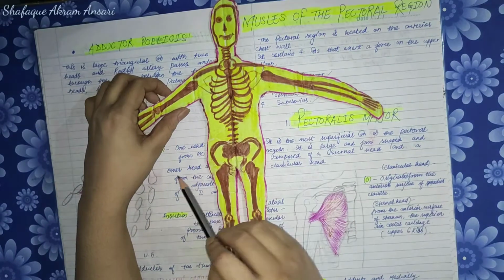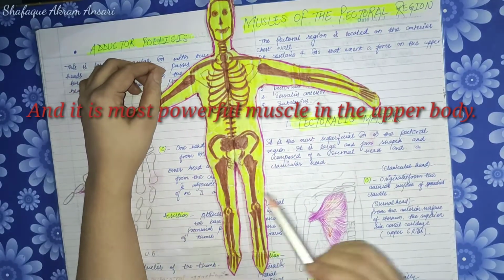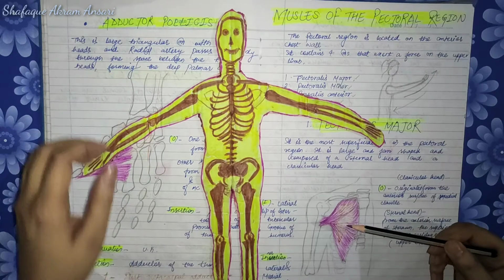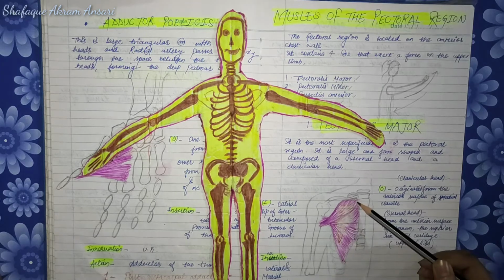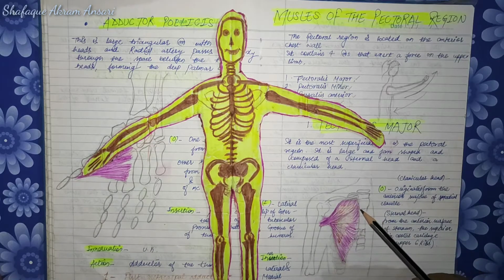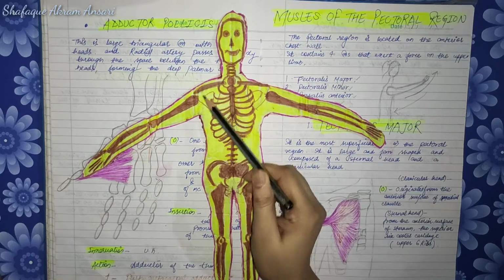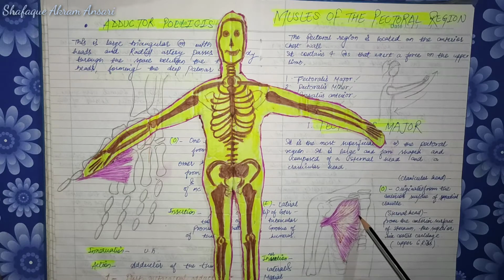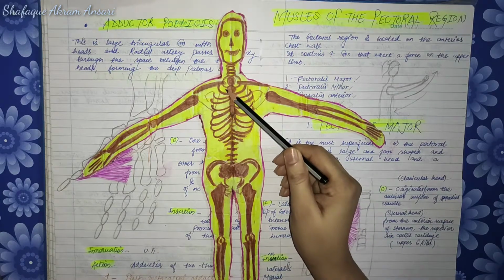First muscle here, Pectoralis Major. It is the most superficial muscle in the pectoral region. Here you can see a large and fan-shaped muscle composed of a sternal head and a clavicular head. Clavicular head originates from the anterior surface of middle clavicle, and sternal head originates from the anterior surface of sternum, the superior 6 costal cartilage.